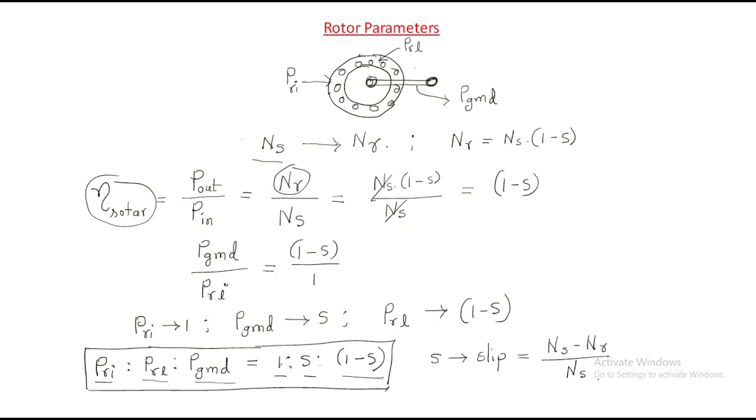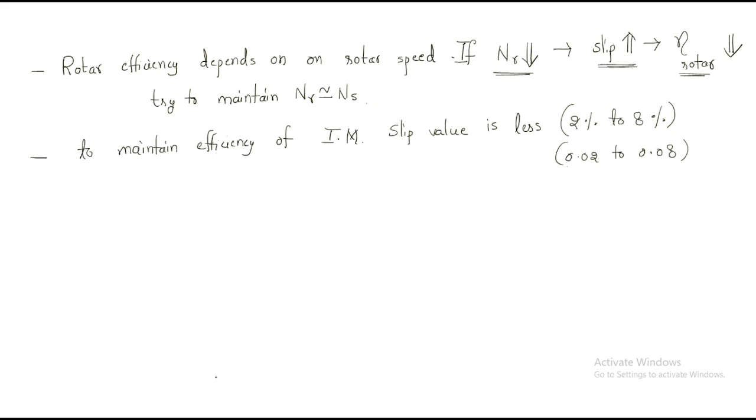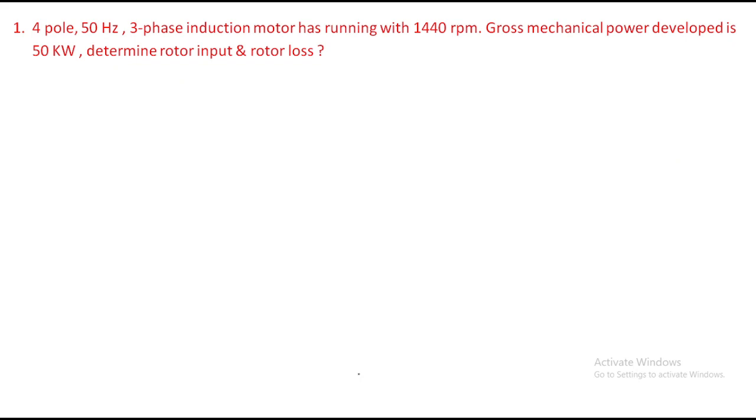This is the most important relation: rotor input, rotor loss, gross mechanical power developed. Now we will discuss some problems regarding these equations of the induction motor. The first problem: a 4-pole 50 Hz 3-phase induction motor running at 1440 rpm, gross mechanical power developed is 50 kilowatts. Determine the rotor input and rotor loss. So you can be asked a problem of this model.